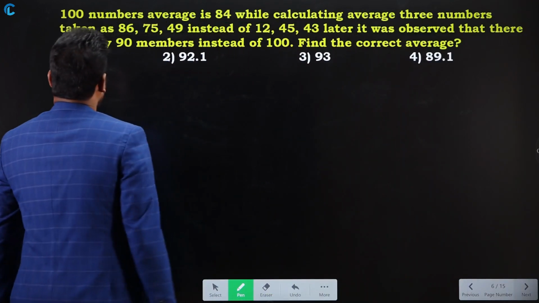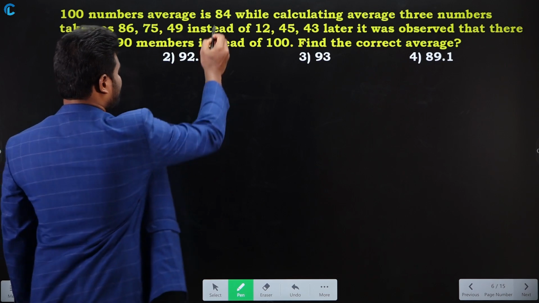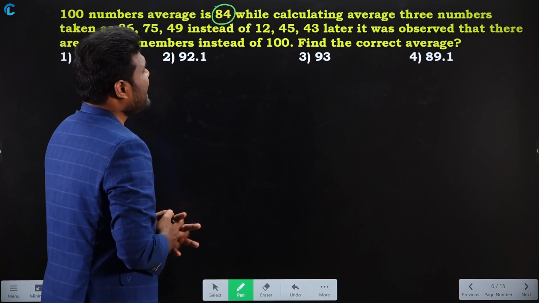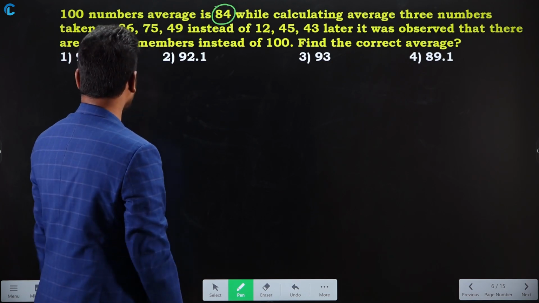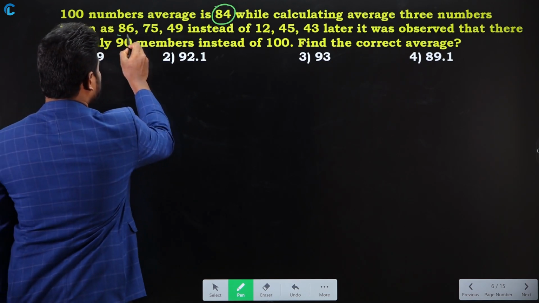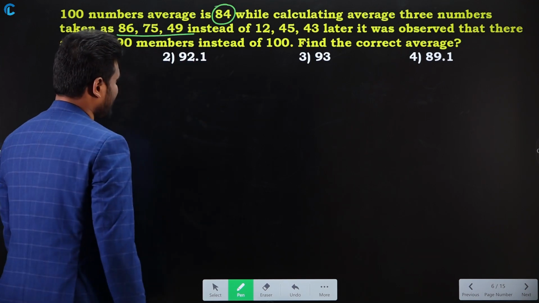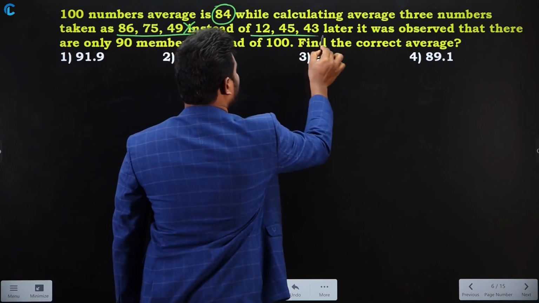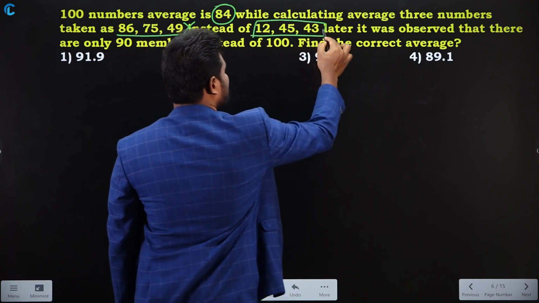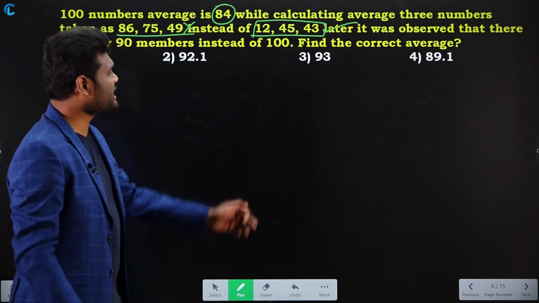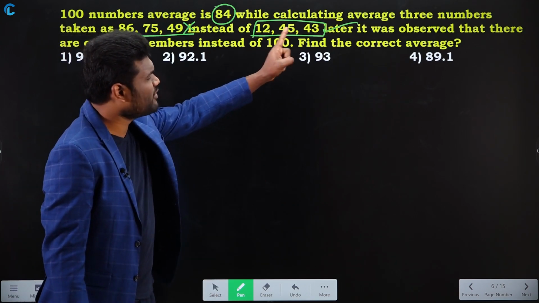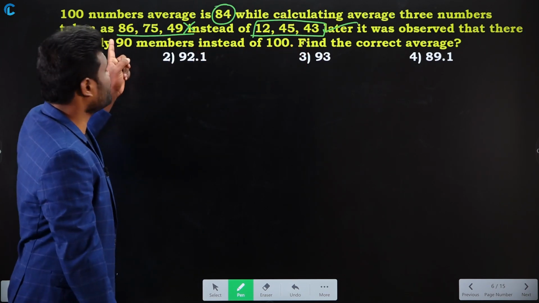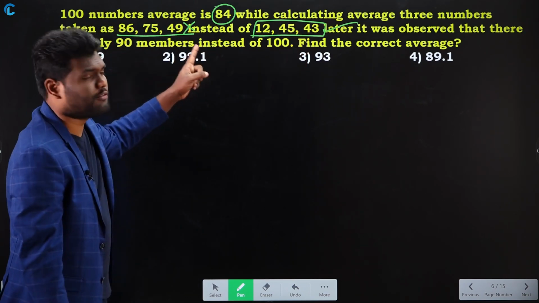Okay, let us look at the next one. The next question is: the average of 100 numbers is 84. So you have 100 numbers, average is 84. While calculating the average, 3 numbers were taken as 86, 75, 49. These are wrong, instead of 12, 45, 43. This is correct. So the 3 observation values are actually 12, 45, 43. This is the correct value, but it was wrongly noted as 86, 75, 49.